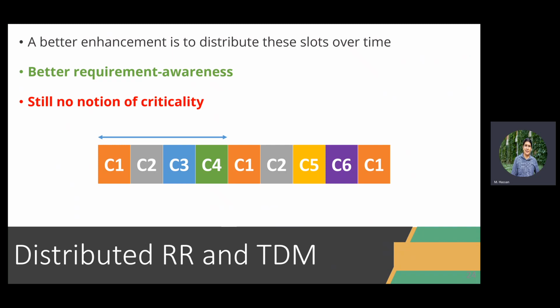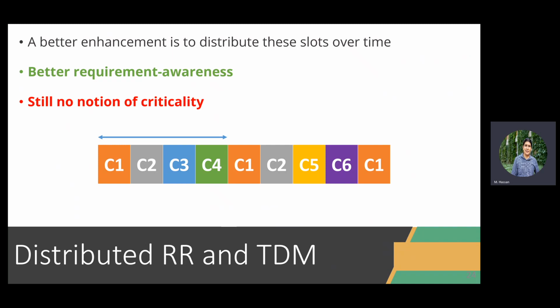In our example here, 2 slots for C1, and they are only separated by 3 slots each. In that case, what would be my worst case? Again, I arrive here, so I suffer 1, 2. Well, if I arrive here, this is round robin, so C2 will be scheduled here. So I suffer 1, 2, 3 slots, and that's the worst case. Right? Questions? Does it make sense?